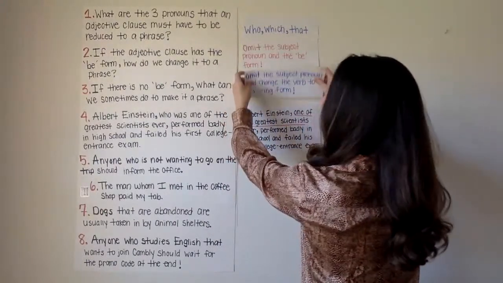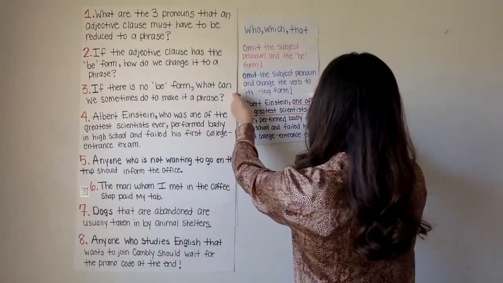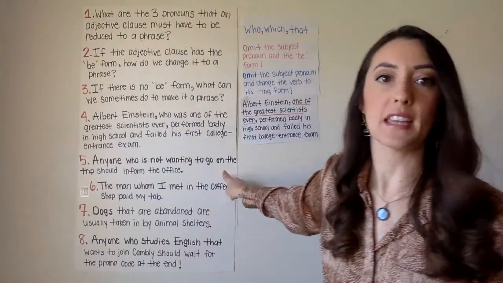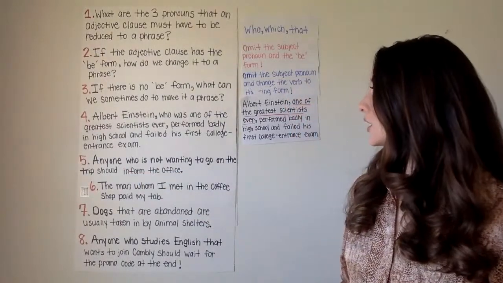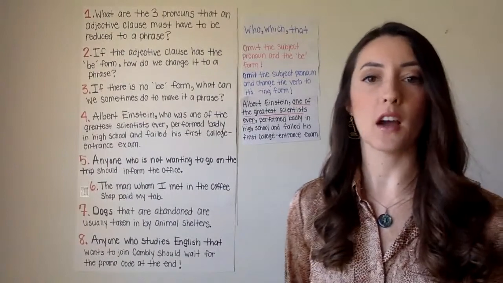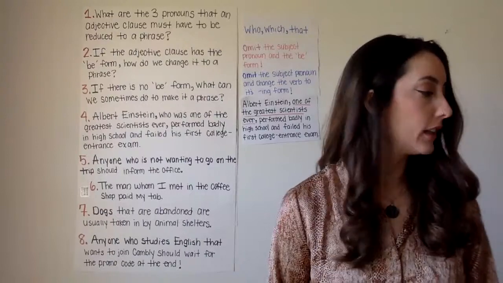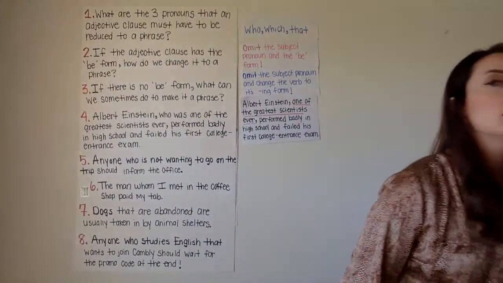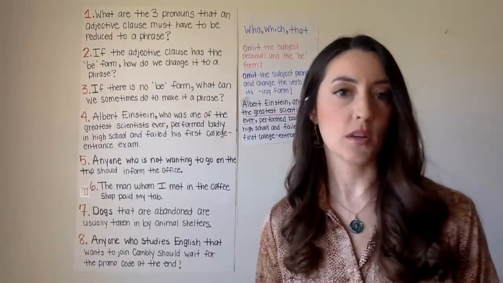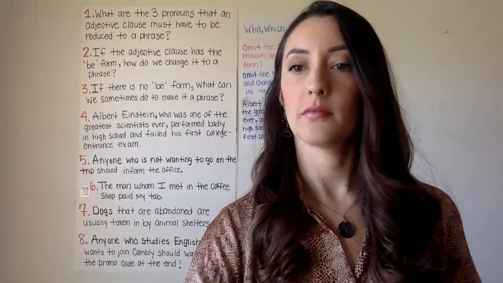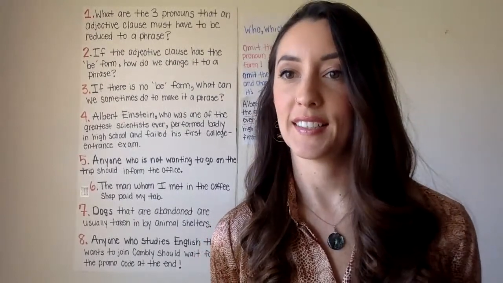Okay, let's move on to number 5. Number 5, same thing. It's an adjective clause. You need to make a phrase. Anyone who is not wanting to go on the trip should inform the office. Anyone who is not wanting to go on the trip should inform the office. Do we see the verb form be? If so, what do we do? Give everyone just a moment.